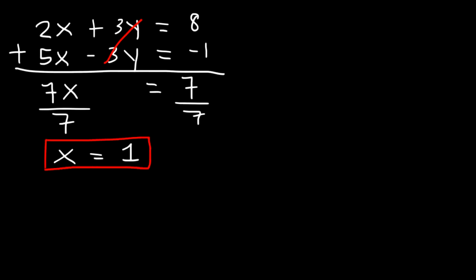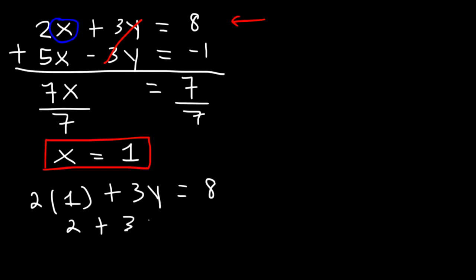Now once you have the value of x, you can plug it into the first or even the second equation. Let's use the first one. Let's replace x with 1. So we're going to have 2 times 1 plus 3y is equal to 8. 2 times 1 is 2. Next, let's subtract both sides by 2.